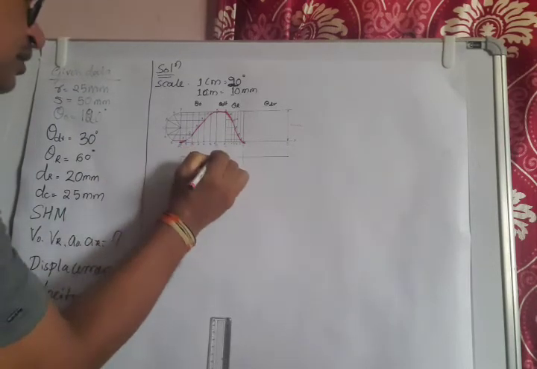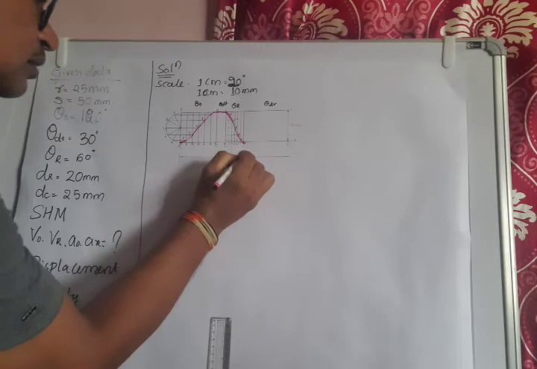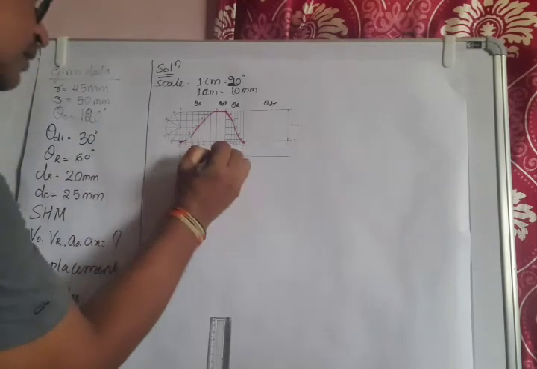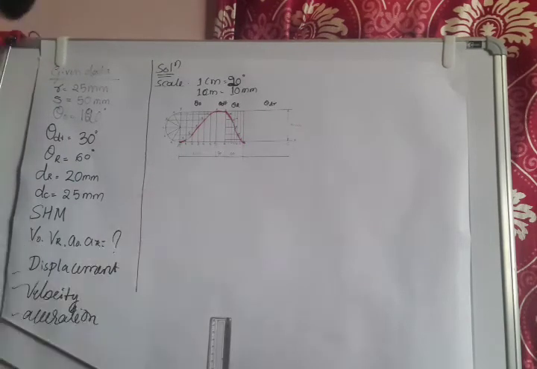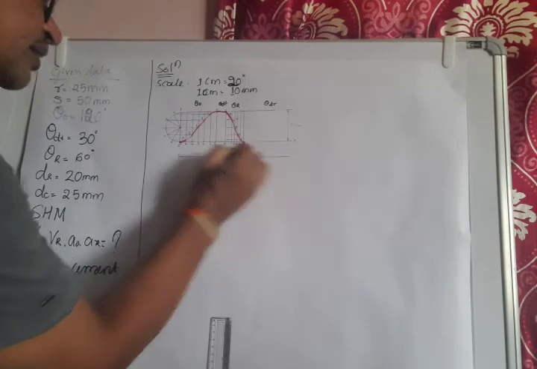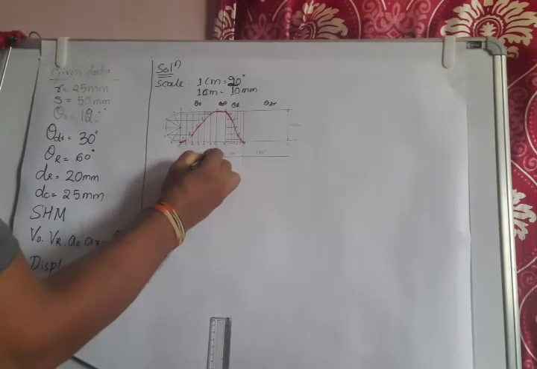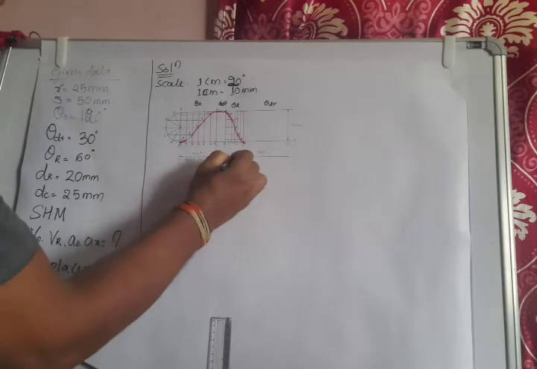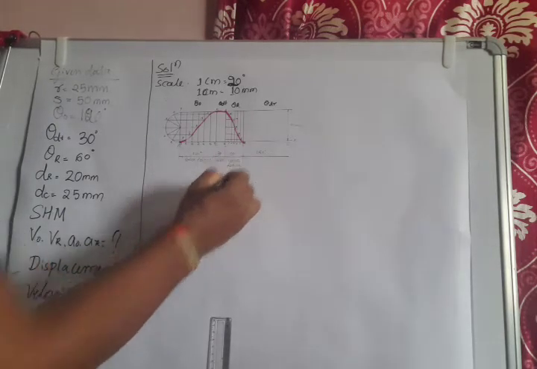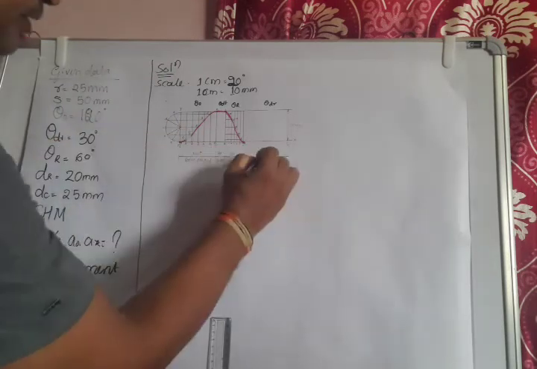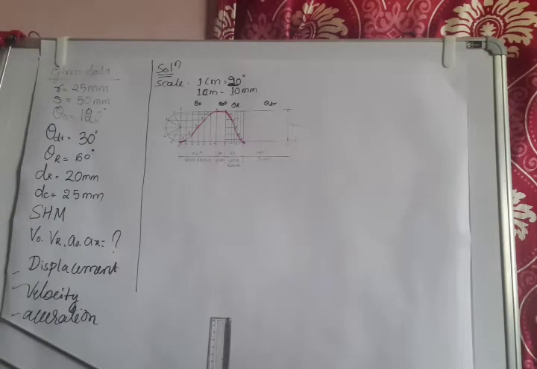Now rise. This is how much? 120 degree. This is 30 degree. This is 60 degree. And then the remaining is 150 degree. This is called the rise. This is a dwell. Then the return, or the over. Now this is a dwell. Now the displacement diagram is clear. This is how to draw the displacement diagram for simple harmonic motion.